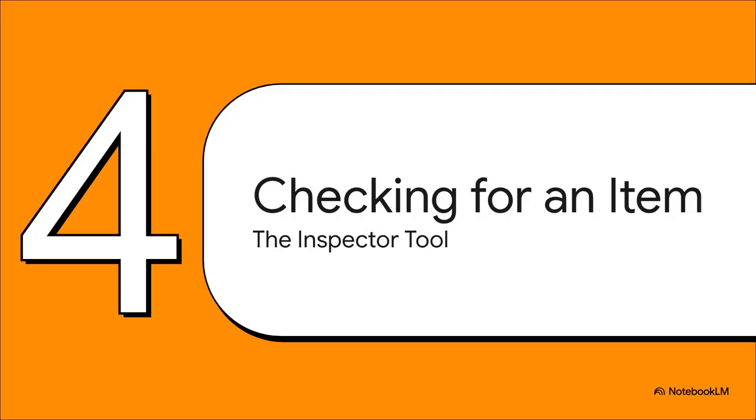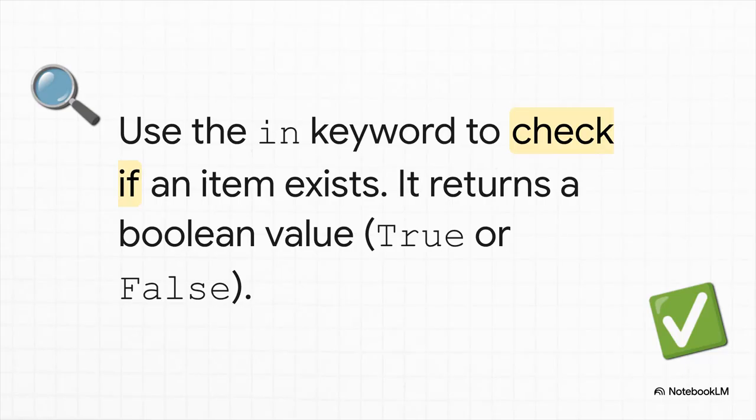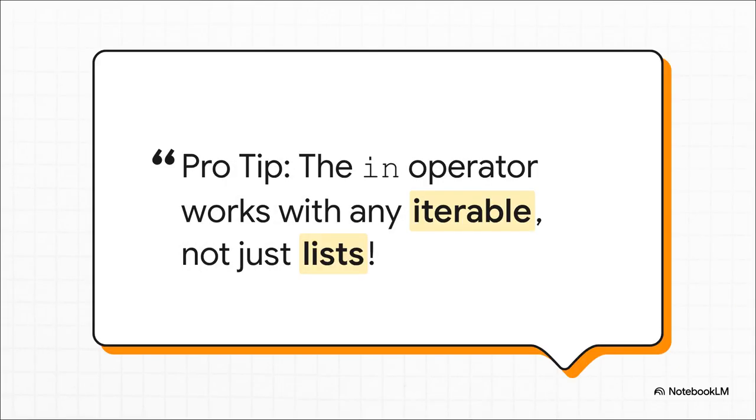Super useful. All right, for our last tool, let's talk about inspection. You know, sometimes you don't actually need to get an item, you just need to know if it's even in there in the first place. This is our inspector tool. For this job, we use the super simple and easy to read keyword, in. It just asks a straightforward question. Is this item in this list? Python then gives you back a simple True if it's there or False if it's not. This is amazing for making decisions in your code. And here is a fantastic pro tip for you. That in keyword isn't just for lists. It works on any iterable, which is just a fancy word for any collection you can loop through, like a string of text or other data types like tuples and dictionaries. It's a really versatile little tool.